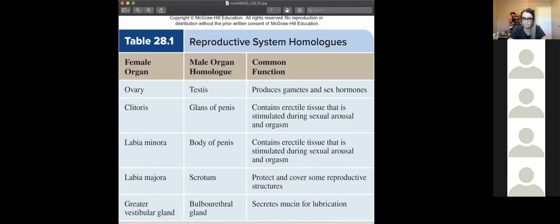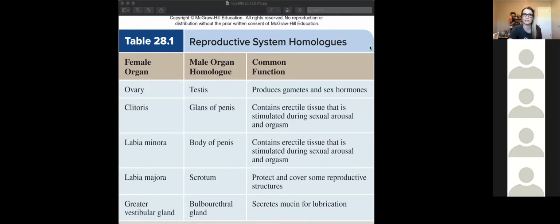So that's our homologs, or homologous structures. Just remember, homologous means that they're corresponding. They're not identical, but they are corresponding. They have some things in common. For the structures, it would be the origin and the function, but they look different, okay? So let's look at the other image that I wanted to talk about.